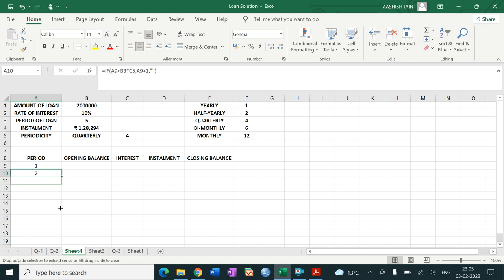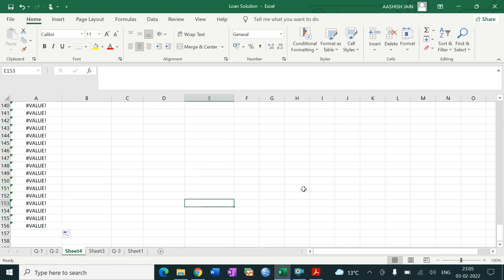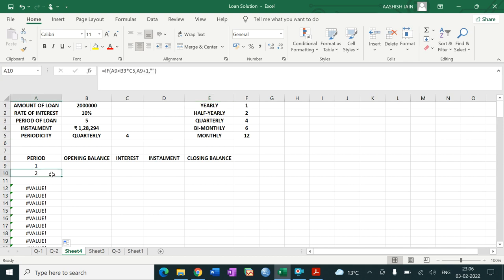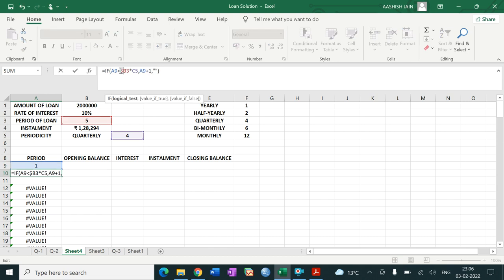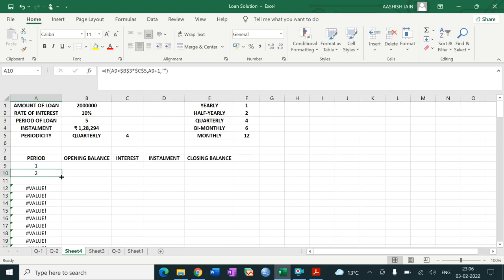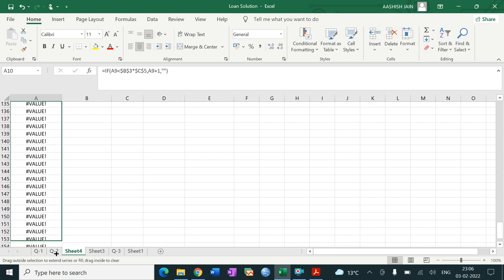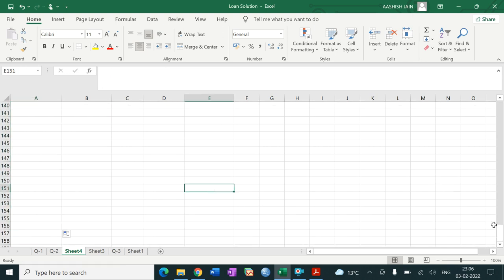right? Now just scroll down till, suppose, 156. So you will see we need to fix some values here. B3 would be fixed, B3, C5 would also be fixed. Now press enter, and now you may need to scroll down. Right, now you will see the total number of periods is equal to 20.